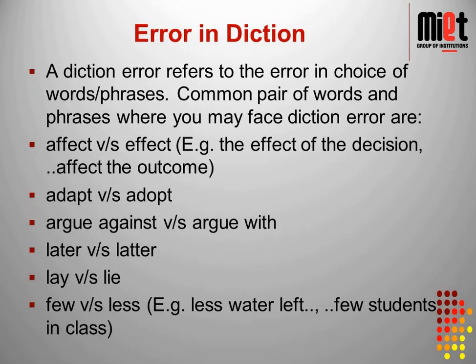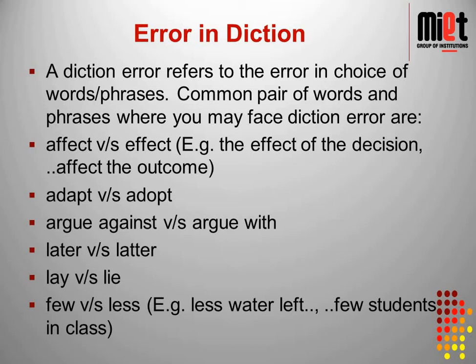So now let us discuss error in diction. A diction error refers to an error in the choice of words or phrases. Common pairs of words and phrases where you may face diction errors are affect and effect. For example, the effect of the decision and affect the outcome. If I am saying coronavirus has affected our economy, here it is correct. If I have to use effect, I can say, what is the effect of lockdown on the Indian economy?